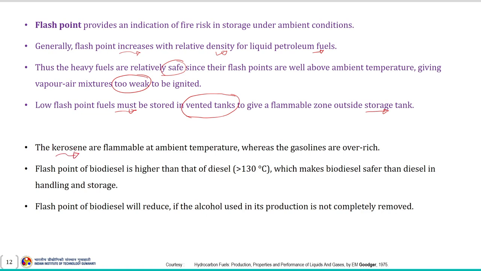Kerosene is flammable at ambient temperature, whereas gasoline is overrich. Similarly, the flash point of biodiesel is higher than that of diesel, even greater than 130 degrees C, which makes biodiesel safer than diesel in handling and storage. And this flash point of biodiesel will reduce if the alcohol used during the transesterification process is not completely removed. Even that will reduce the flash point of biodiesel.